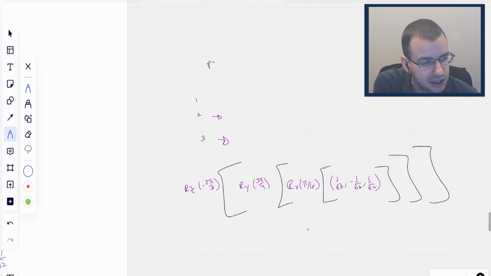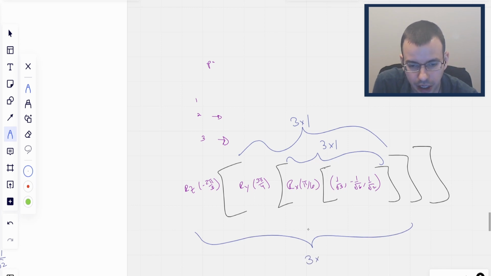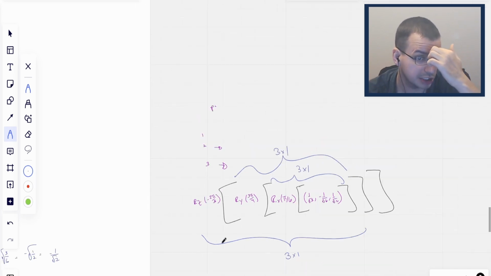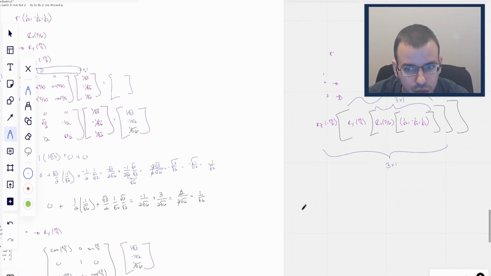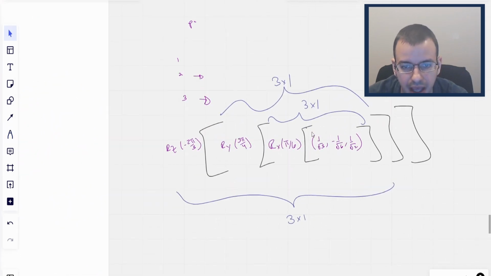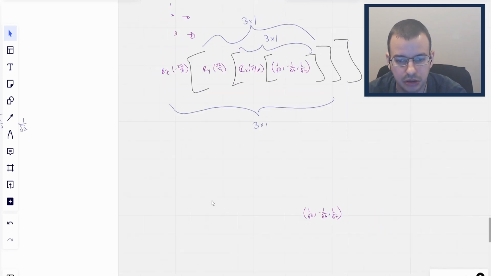So if you think of this as kind of like a nested function, rotation on that, rotation on that, rotation on that. If you think about the size of these matrices, this is a 3 by 3 acting on a 3 by 1. That's going to give us a 3 by 1. This is going to give us a 3 by 1. And so our end result is again going to be a 3 by 1 matrix, which is just a point in 3D space. And we already have most of this data here, so what we're going to do is rewrite this as copy, paste, there we go.